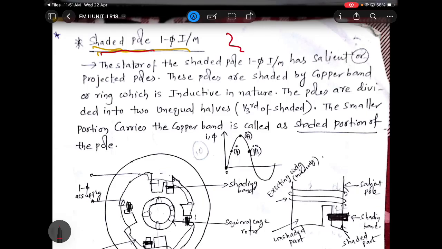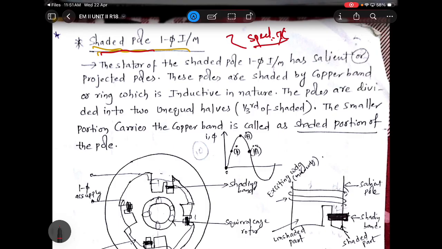Okay, we'll continue our discussion on the single shaded pole induction motor. This is one of the special motors. That means I'm not using the concept we discussed in the previous case, the split phase concept. Here, this comes under the category of special motors. Each motor is operated with a separate special principle, not the same as the previous.